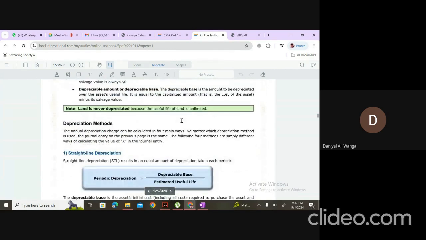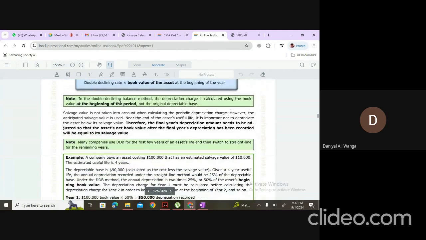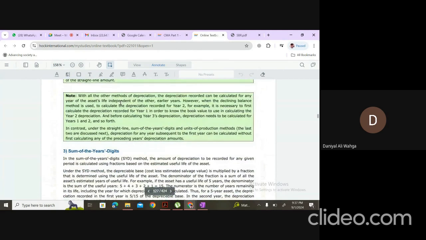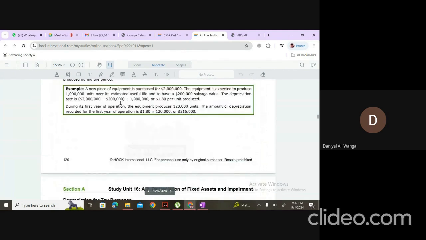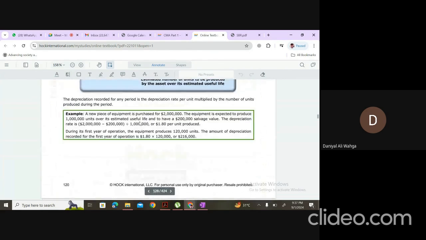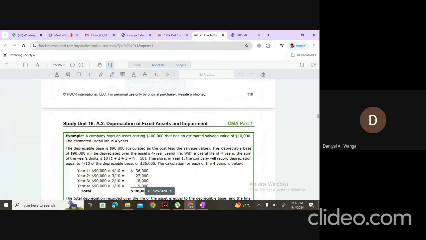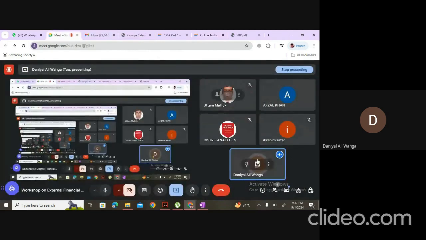So there is a straight line method, a double declining method, a reducing balance method, a sum of digit years method, and a units of production method. Then there is depreciation for tax purposes, but that will be considered in the deferred tax. So I think this would be enough for my side. I think I have comprehensively covered everything.